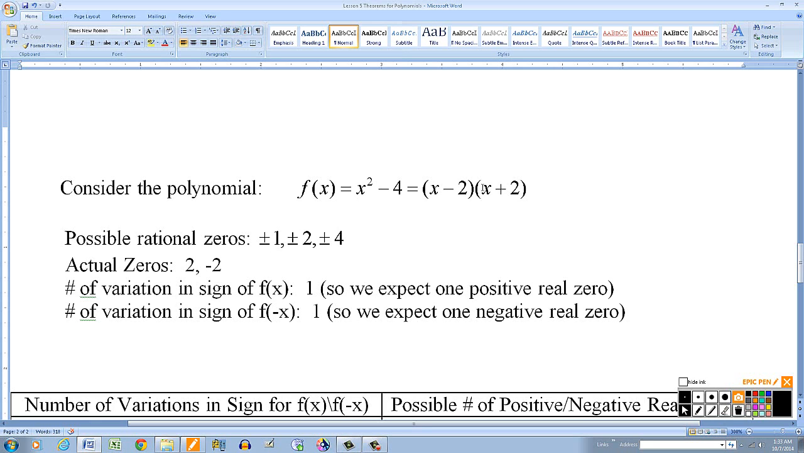Now I just went over the number of variations in sign. If I look at the polynomial x squared minus 4, the number of variations is just 1. So I would expect, as I said before, one positive real zero. If I replace the x by minus x, again because of the square it stays the same, so the number of variations in sign of f of minus x is still 1. So I would expect one negative real zero. And like I said, these are just possibilities. In this case I get 2 and negative 2, so one positive and one negative.